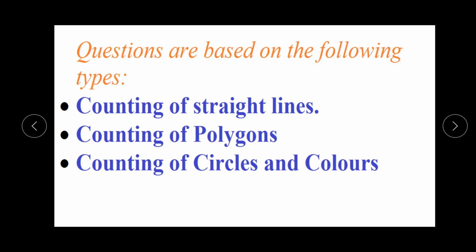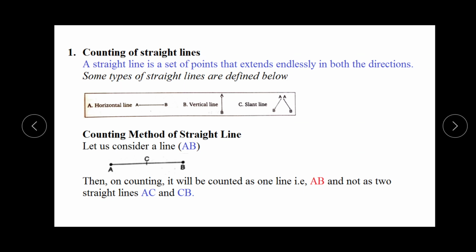In this, the questions are based on three types: counting of straight lines, counting of polygons, counting of circles and colors. Counting of straight lines. A straight line is a set of points that extends endlessly in both directions. Different types of straight lines are horizontal line, vertical line, and the slant line.